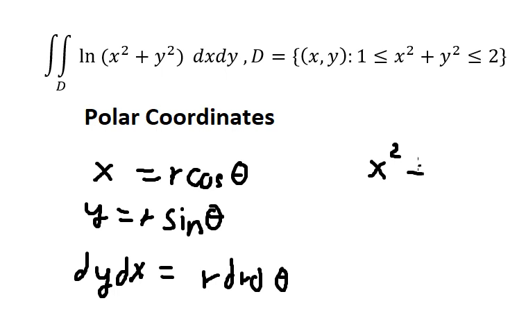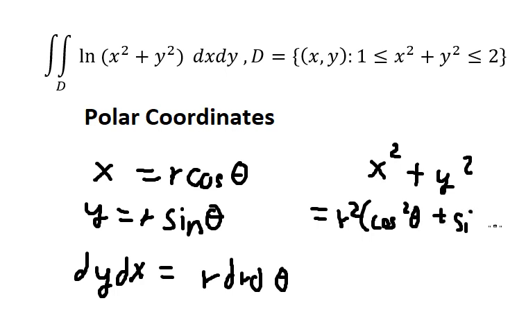About x squared plus y squared, so I will put this one and this one in here. So that should be like this, and this one equals 1. So we have r squared. Now we need to consider the bounds in here. So this is the region D.